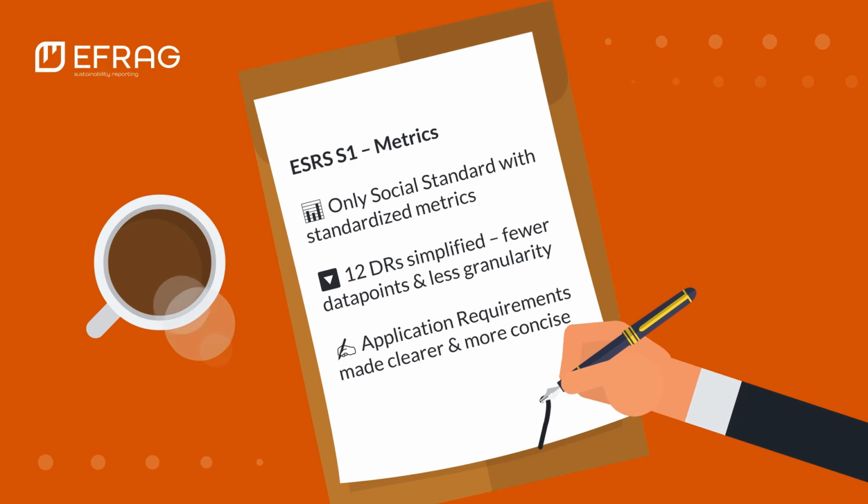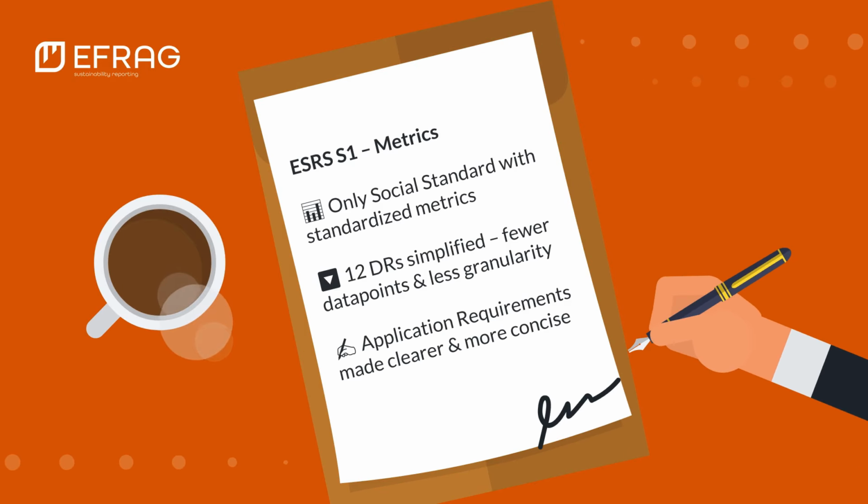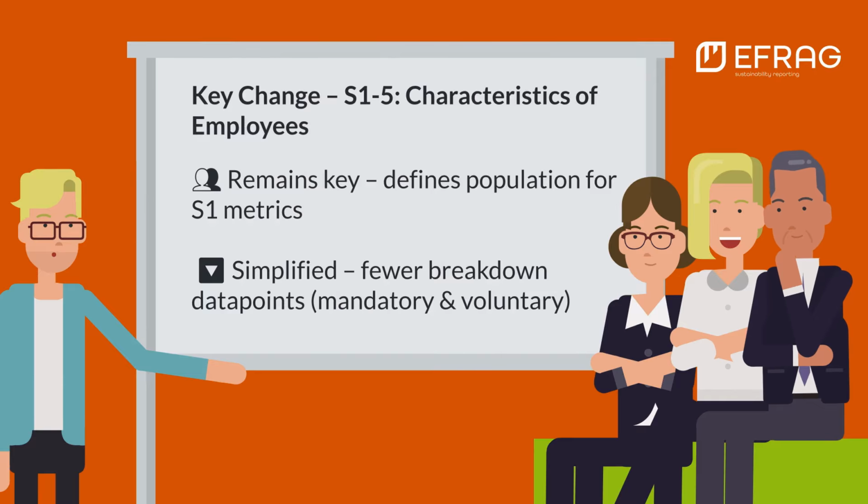ESRS S1 continues to be the only social standard with standardized metrics. The 12 metric disclosure requirements have been simplified by reducing granularity and the number of data points. At the same time, the application requirements have been made more concise, helping to clarify the key concepts. Here are the highlights of the key changes.